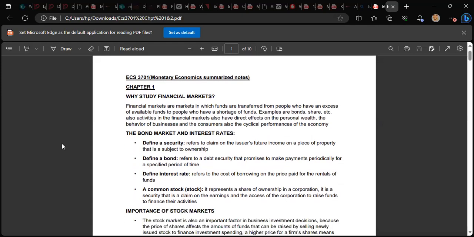So why study the financial markets? For starters, financial markets are the markets in which funds are transferred from people who have an excess of available funds to people who have a shortage of funds. I don't know if you guys remember what we call these.